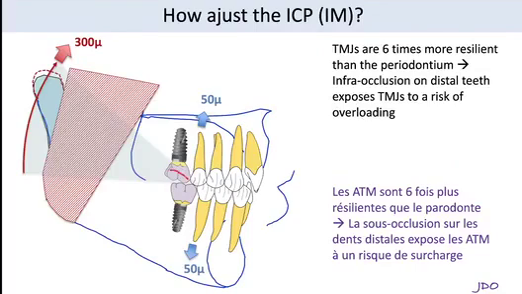When you have infraocclusion on posterior teeth, and the patient strongly activates the closing muscles, you have a rotation around this point. This rotation creates compression of the TMJ. And the resilience of the TMJ is 6 times more important than the resilience of the periodontium. So to put the posterior teeth in infraocclusion exposes the TMJ to a risk of overloading.